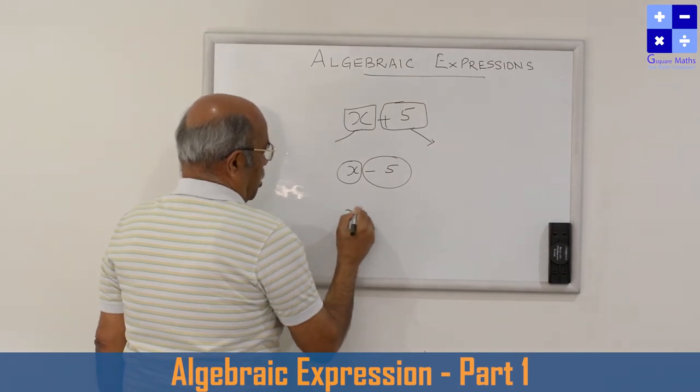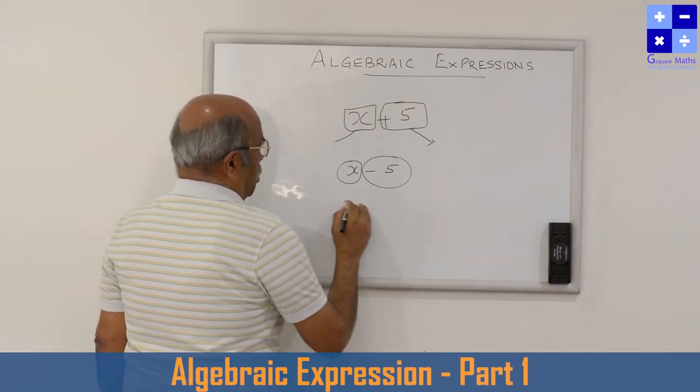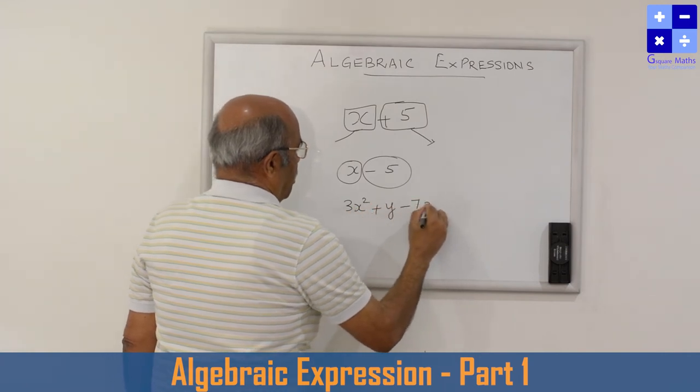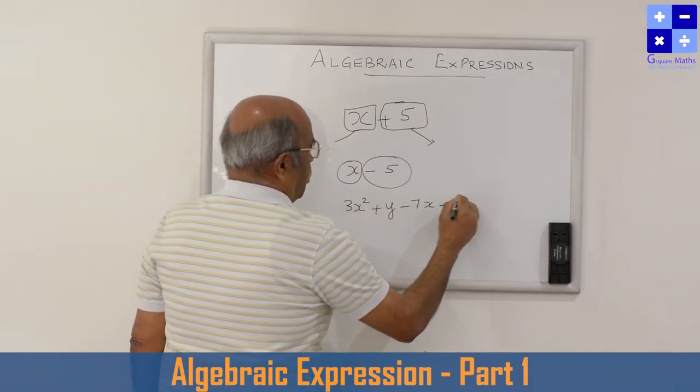And 3x square plus y minus 7x plus 5 by x.